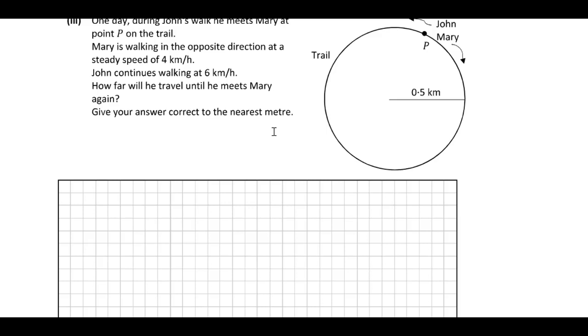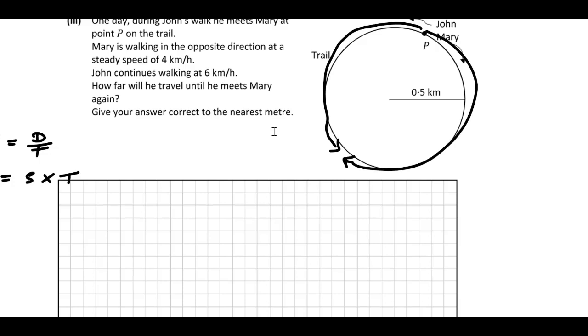One day during John's walk, he meets Mary at point P. Mary is walking in the opposite direction at a steady speed of 4 kilometers per hour. John continues walking at 6 kilometers per hour. How far will he travel until he meets Mary again? Give your answer correct to the nearest meter. Okay, so we're going to look at distance here. Speed is distance over time, so distance is going to be equal to speed times time. We know that they're going to walk in this direction and this direction here.